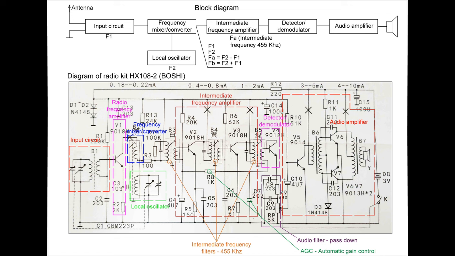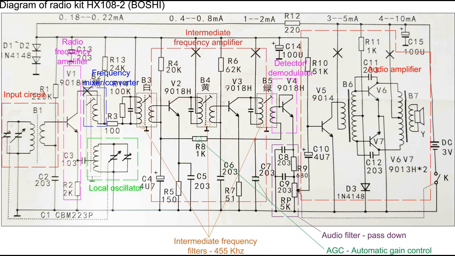So, the tuning of the receiver is done by changing the local oscillator frequency, but also the resonance frequency of the input filter, input circuit, so that the difference between it and the frequency of the radio station is equal to the intermediate frequency. Generally, in AM radio receivers, the intermediate frequency is 455 kHz.